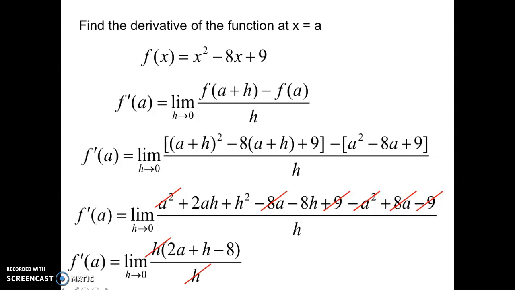Canceling out the h's, now I can do a limit by substitution because now the h's are gone in the denominator, so I can simply substitute 0 for h. This gives me my general derivative for this curve when x equals any number a. So now I could figure out the derivative of the curve at any point on the curve by simply substituting that x value in for a. This is called the general derivative at a point.